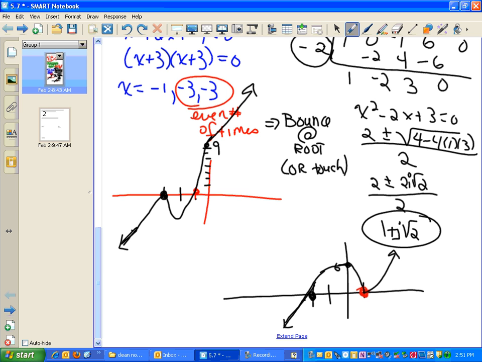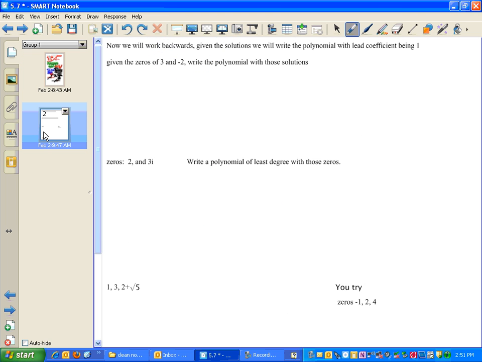So you're graphing these now. All we're doing from here on out is graphing it, but we've got some funny things that could happen on the graph. Okay. This is the new part. This is working backwards. I'm going to give you the zeros. You have to give me the polynomial equation.